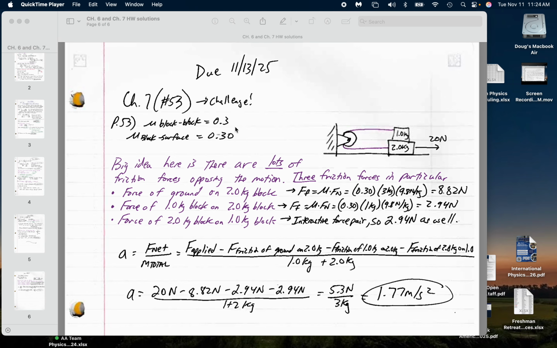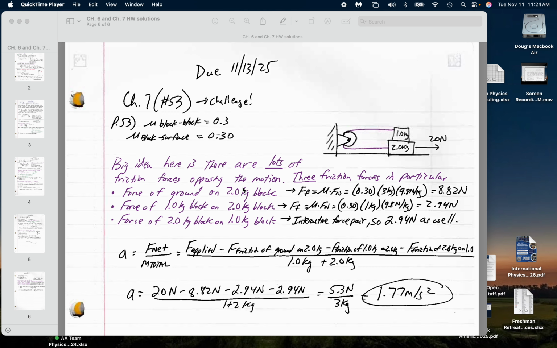They're connected to each other. There's a coefficient of friction of 0.3 between the blocks and a coefficient of friction of 0.3 between the bottom block and the ground. It's pulled with a net force of 20 newtons. So there's lots of friction forces opposing things. There's a friction force here opposing the motion of this moving to the right. There's a friction force here between these two blocks that acts against the 1 kilogram block, trying to prevent it from going to the left. The friction between these two also acts as a member of an interactive force pair on the 2 kilogram block from the 1 kilogram block to try to prevent it from going to the right. So there's really 3 friction forces, 2 of which are here.